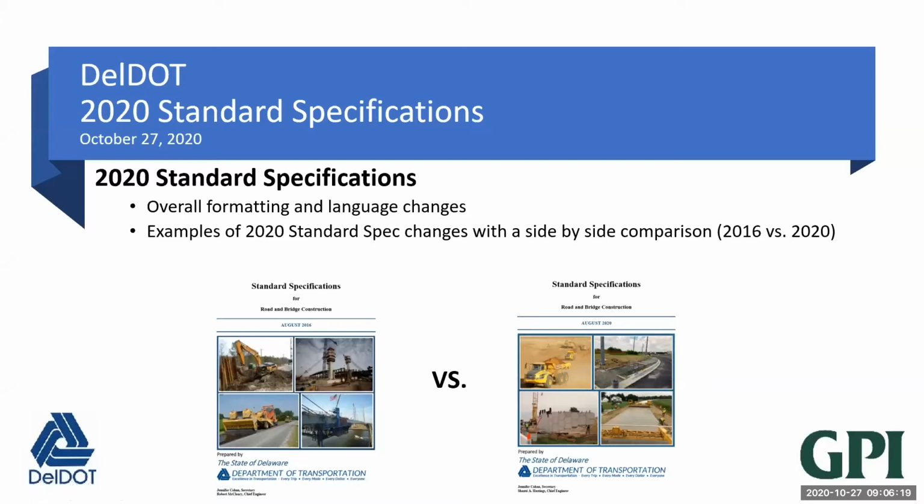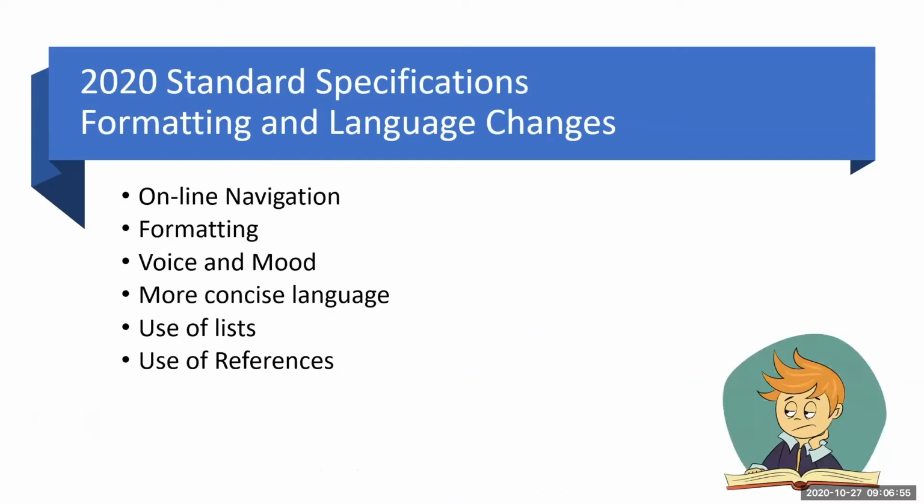All right. So this morning, generally, in the 2020, the differences that were made: the layout of the manual itself, the formatting, and the general format between 2016 and 2020. To outline, we have the navigation, voice and mode, more concise language, lists, and references. All that we'll get into a little bit later.